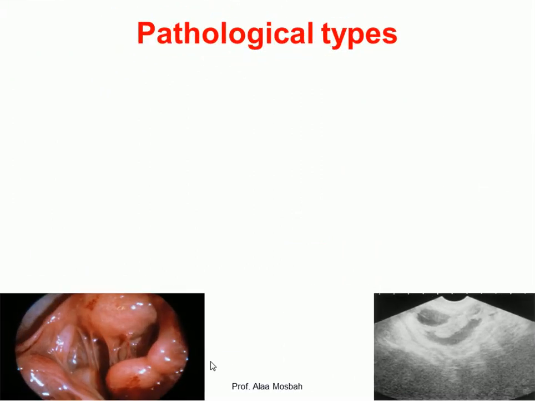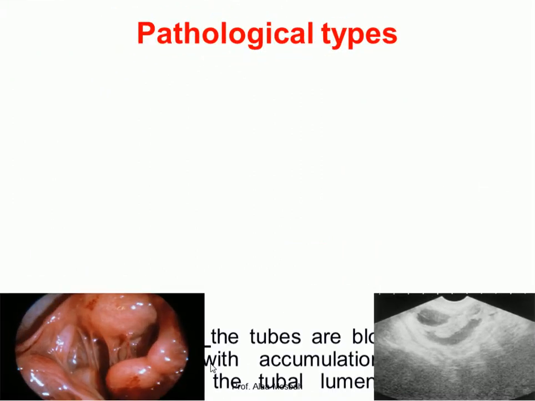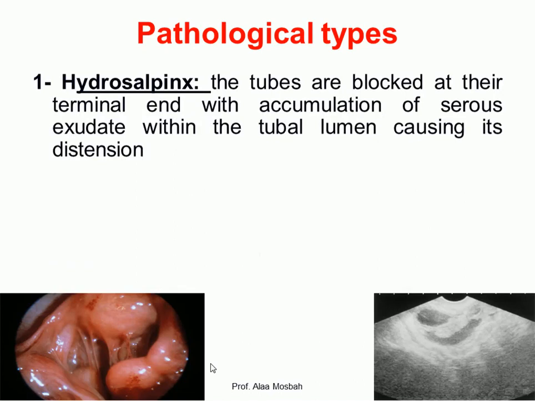What are the pathologic types of chronic PID? Hydrosalpinx, the tubes are plugged at their terminal end with accumulation of serous exudate within the tubal lumen causing distension. As in this picture, this is hydrosalpinx. The tube is closed at its end and the tube is filled with fluid. And this is by ultrasound. This tubular lesion is hydrosalpinx.